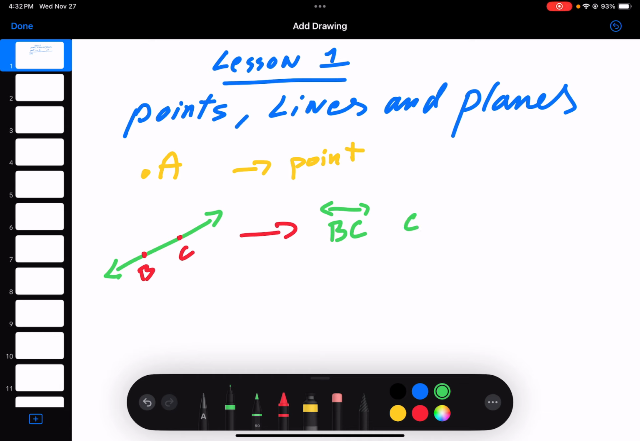The order does not matter. CB also denotes the line. It's also denoted sometimes with a cursive letter. So let's just say I'll put the letter L here. So we could also denote it as L, line L. Okay.